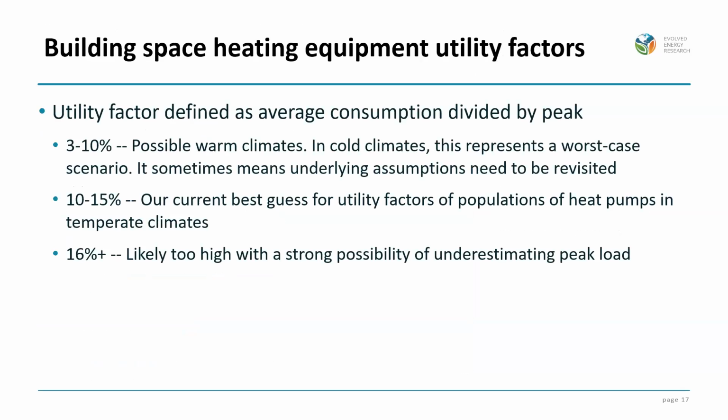So based on the experience that we've had modeling this around the country, I want to lay out a couple different ranges here. So, for a utility factor, which is basically the average consumption divided by the peak for heating equipment in a building, 3 to 10% is, from what we've seen, very possible in warm climates, but in cold climates, this kind of represents a worst case scenario.